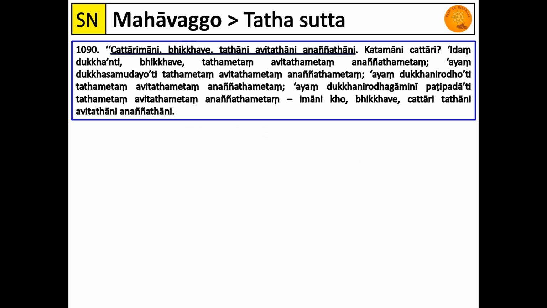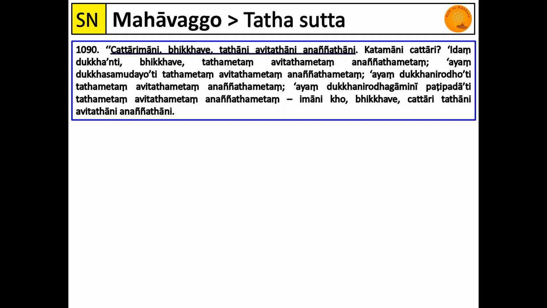In the Tatha Sutra, there is a sutra called Tatha. I am sure we talked about this, Tatha Agata as well. Tatha is something that does not change. Tatha Sutra in the Samyukta Nikaya 5. Chattarimani bhikkave tathani avitatani anyatatani. Here they are explaining about 4 things that do not change.